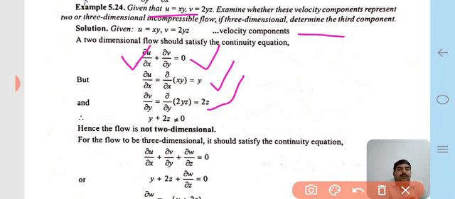Hence, the flow is not a two-dimensional flow, because the above values do not satisfy the two-dimensional continuity equation.